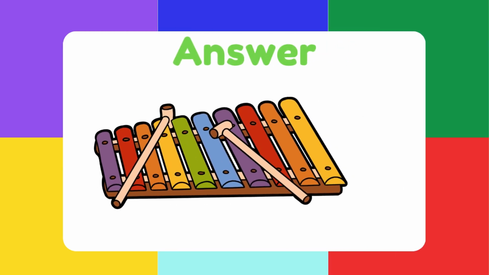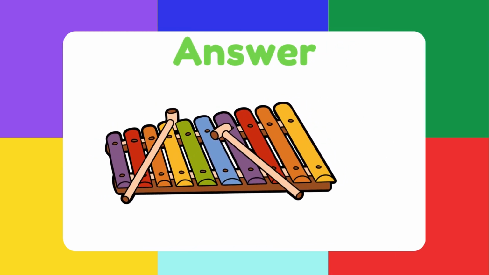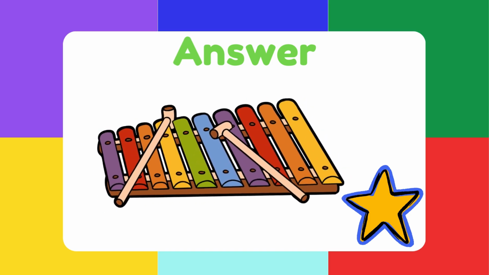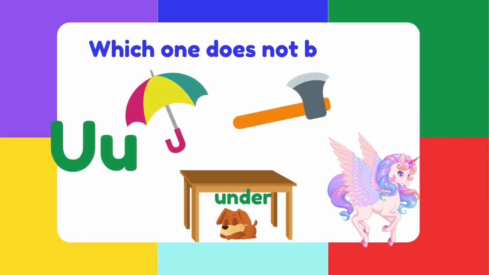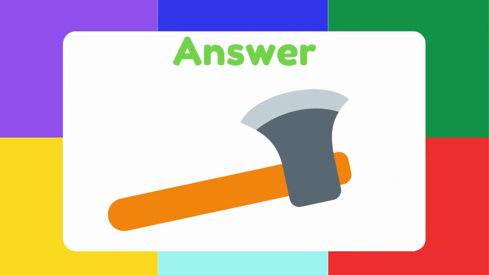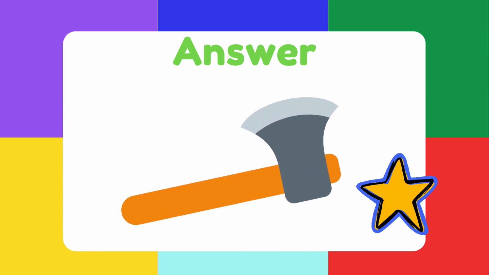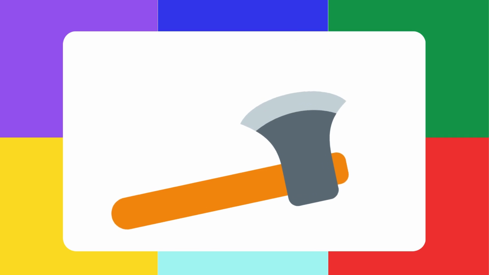3, 2, 1. Xylophone. Yes, fantastic. Keep going, kids. We're almost to the end. Yay! 3, 2, 1. Did you say axe? Then you're correct. Here's a star for you.